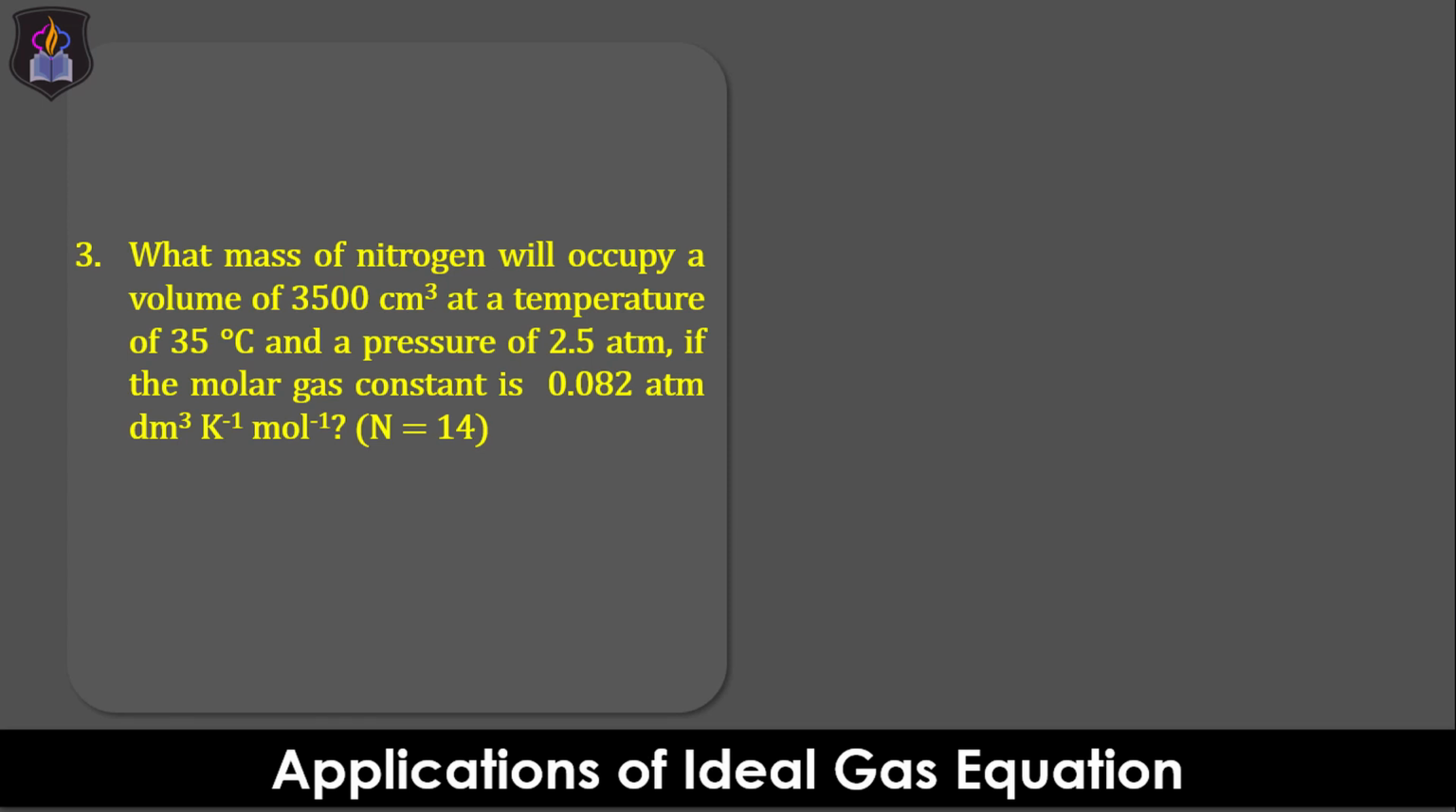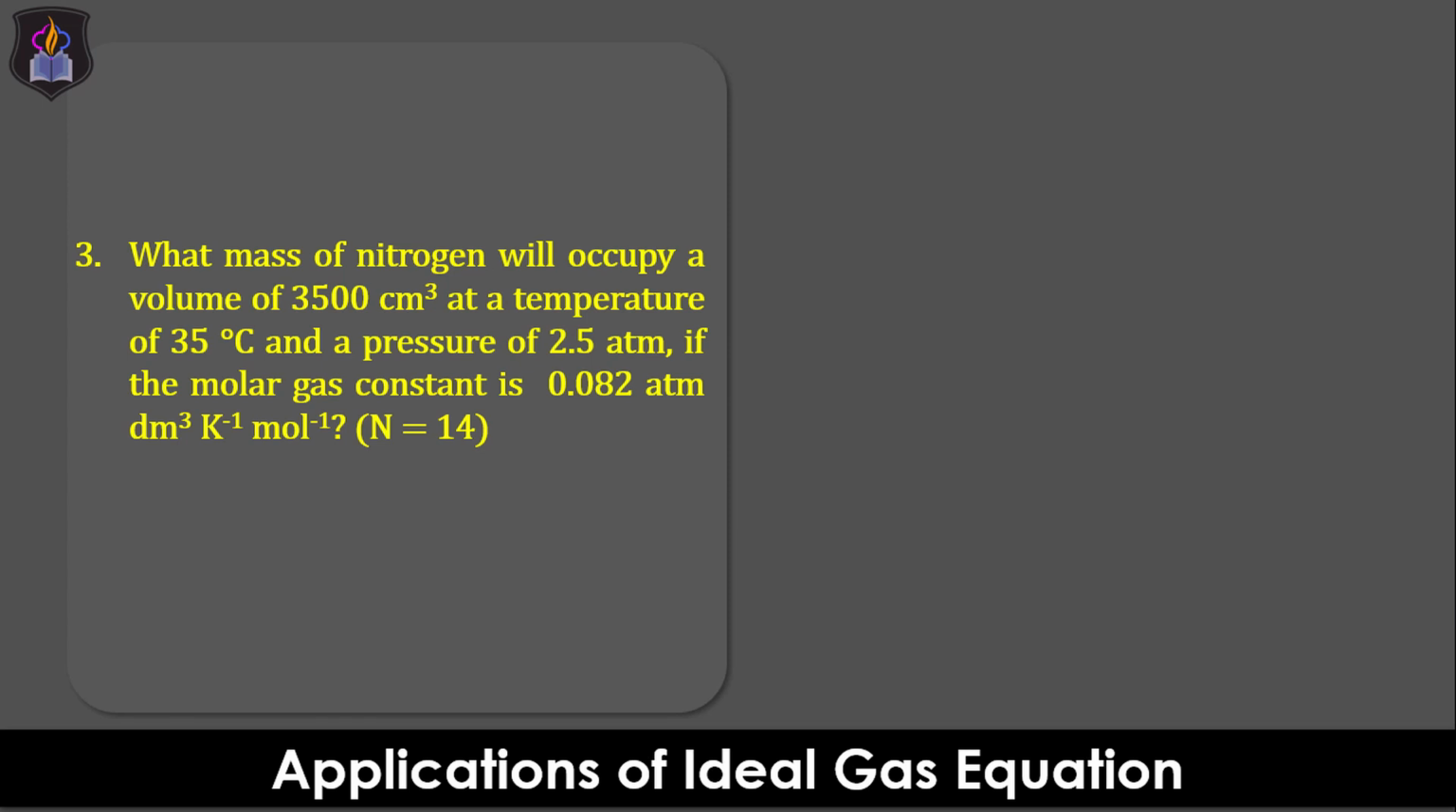Question 3. What mass of nitrogen will occupy a volume of 3500 cm³ at a temperature of 35 degrees Celsius and a pressure of 2.5 atm if the molar gas constant is 0.082 atm dm³ per Kelvin per mole? Take the relative atomic mass of nitrogen to be 14.